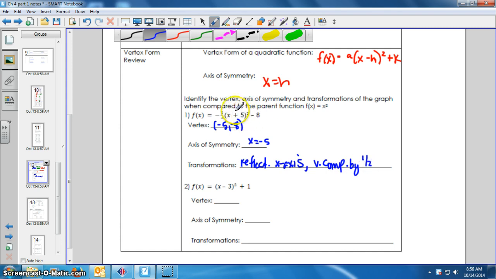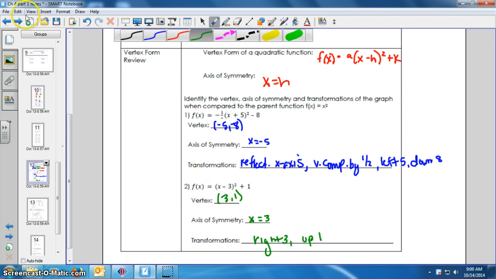The 5 that's inside here is going to move us left 5. All right, so that's left 5. And then we have the negative 8 bringing us down 8. All right, I want you to try this next one on your own. So pause the video, find the vertex, the axis of symmetry, and tell me the two things that happened, how it transformed. And you should have 3, 1, x equals 3. And it moved right 3 and up 1.